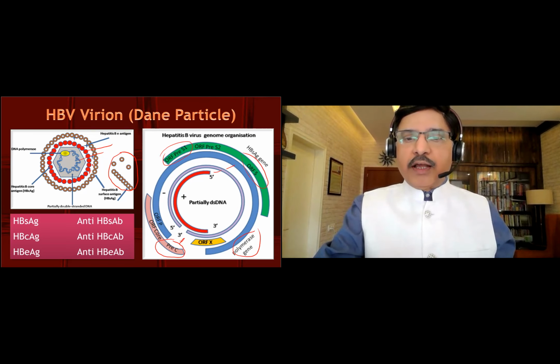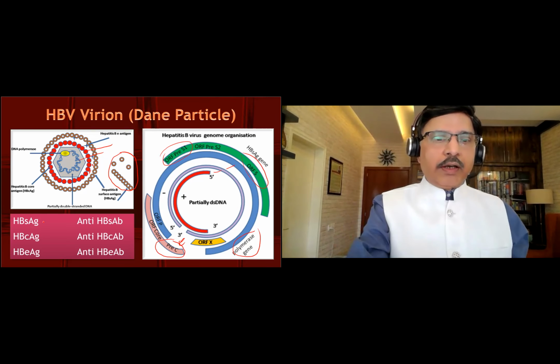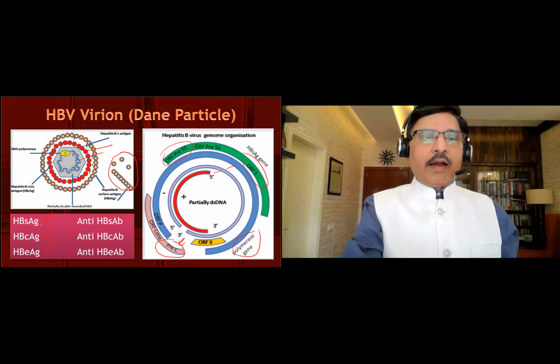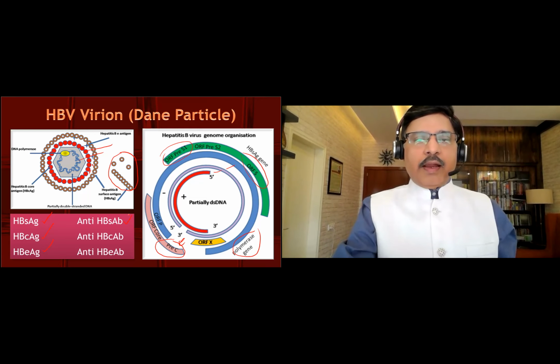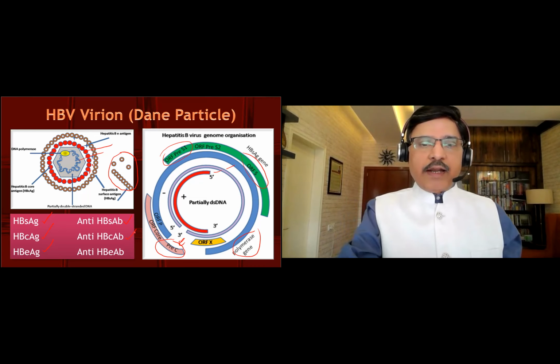A mutation can occur at this level, and that is what we are interested in. That is why this diagram. As given here, we have the HBs antigen, the HBc antigen, and the HBe antigen. And the corresponding antibodies are anti-HBs antibody, anti-HBc antibody, and anti-HBe antibody.